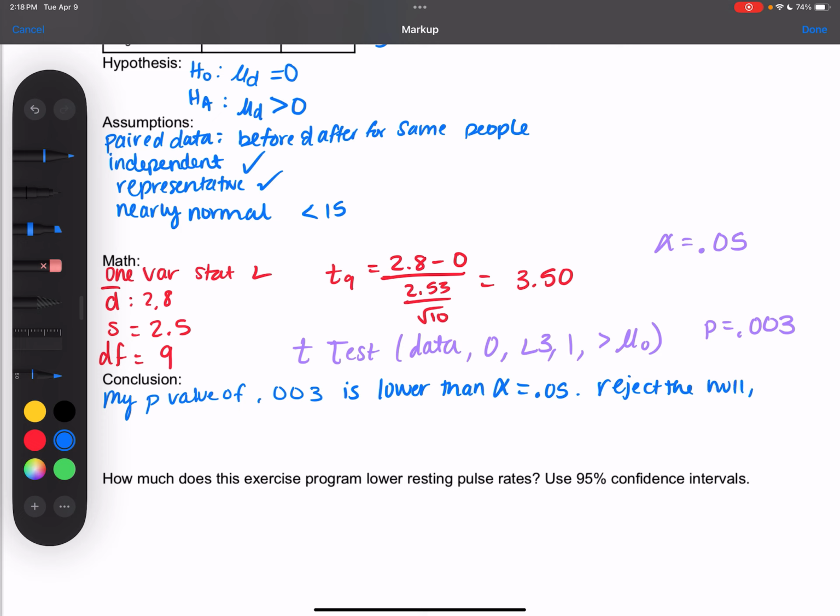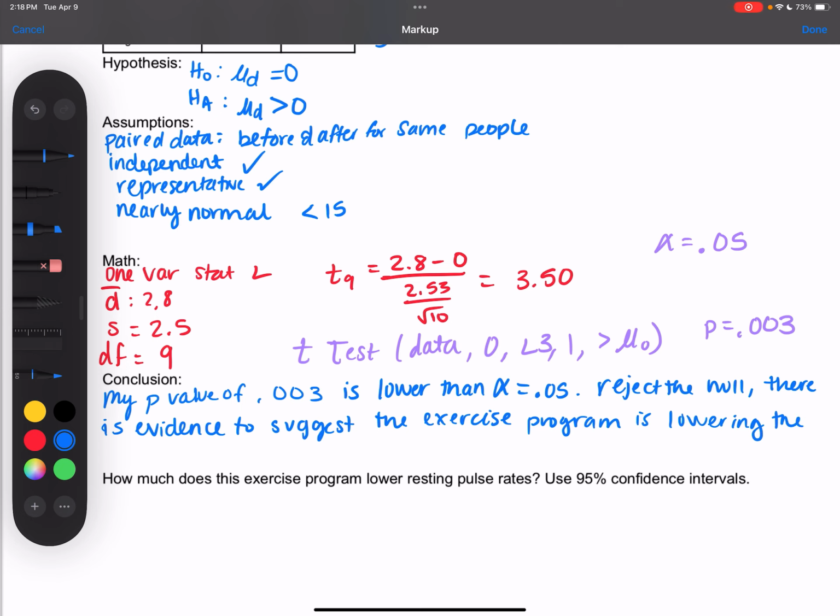And what does that mean in terms of evidence? It did decrease resting heart rate. So there is a decrease. So there's evidence to suggest the exercise program is lowering the resting pulse rates among men on average.